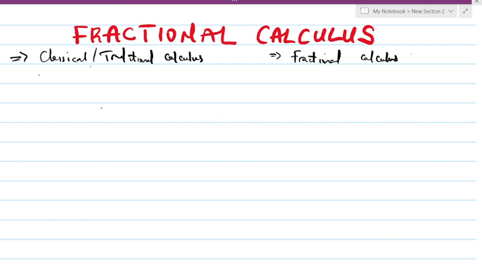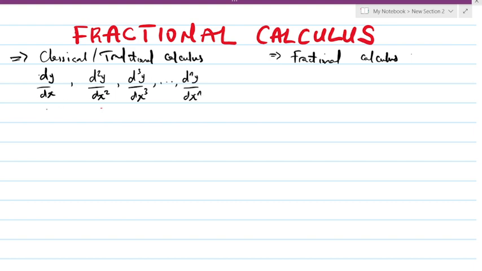So first of all, the classical or traditional calculus, that is the normal calculus derivatives you are likely to be familiar with from your secondary school, from your college, in the 2 years institutions. We have dy over dx. Then the second derivative we have d squared y over dx squared. The third derivative we have d cubed y over dx cubed. Then we can have the nth derivative, d^n y over dx^n.